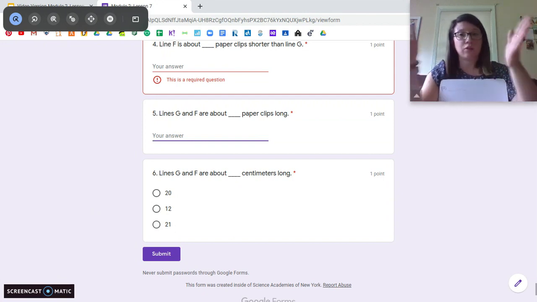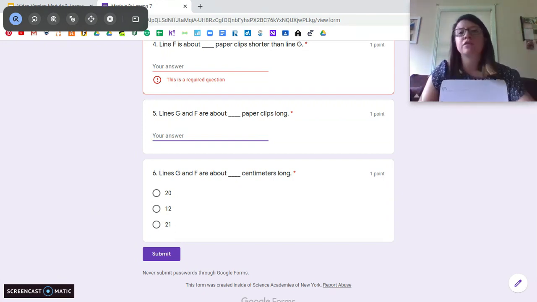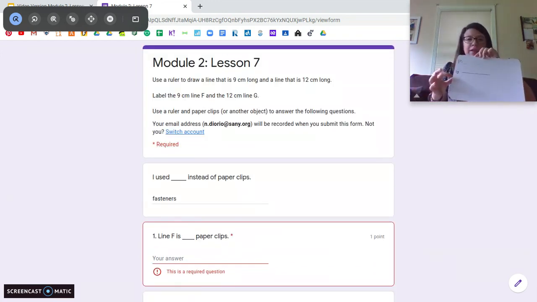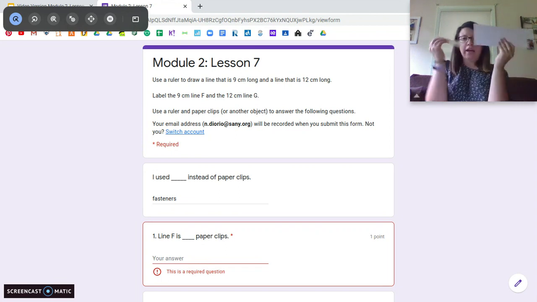If you use paper clips, whether you use big or small paper clips, if you use fasteners, if you use hair clips, whatever you use, all of our answers are going to be different, but that's okay. I just want you to practice measuring with a non-standard unit of measurement. Okay? All right. Make sure your lines are 9 centimeters and 12 centimeters long. That's why you need the ruler.